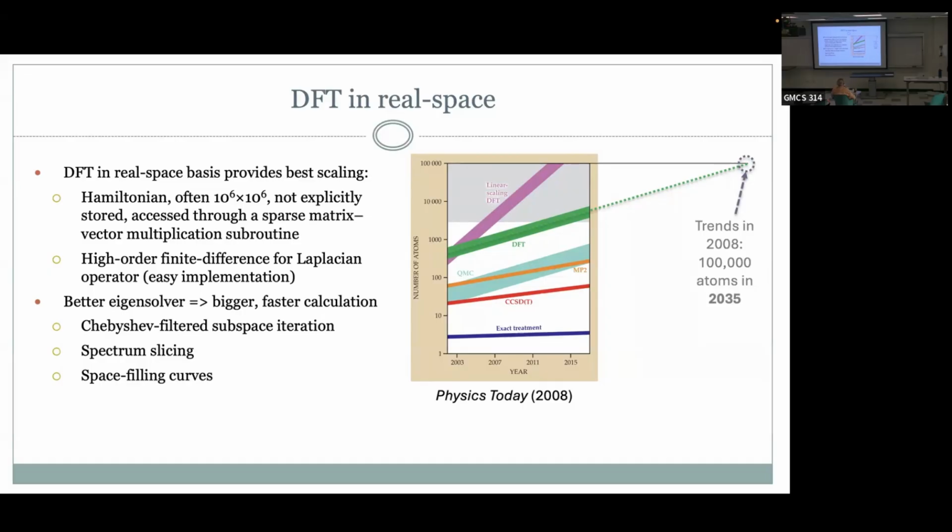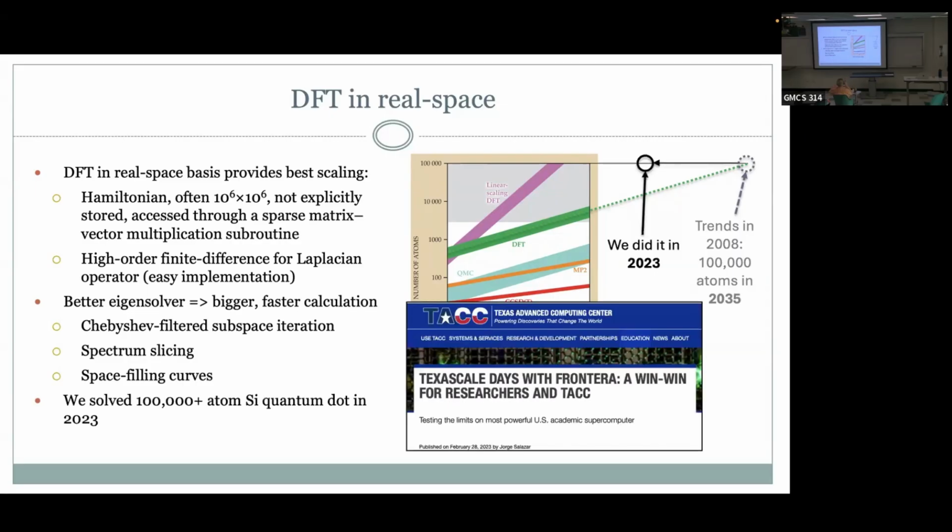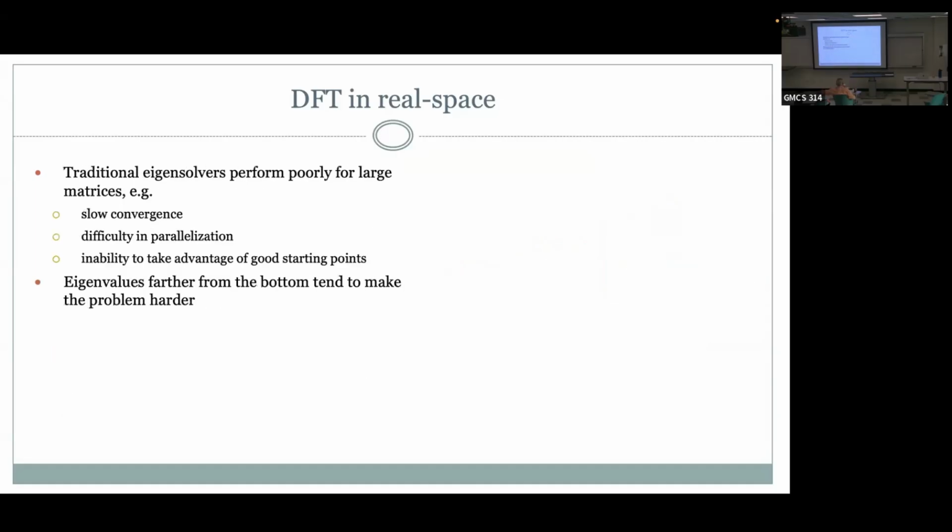But we developed certain algorithms and methods to improve the scaling of our DFT, and we achieved this in 2023, actually. We were able to solve a 100,000 atom system in 2023. I'm going to talk about how we did that.